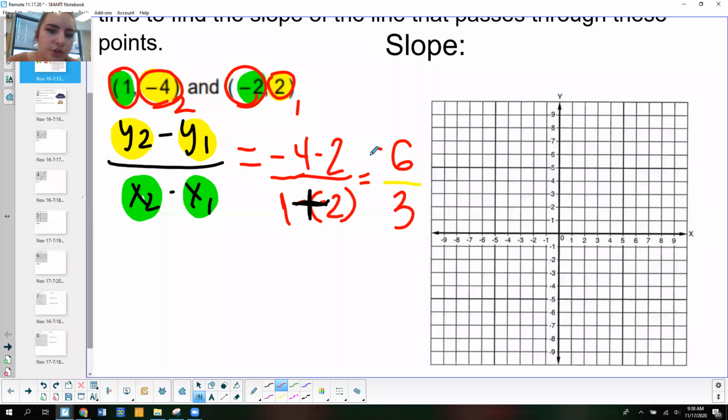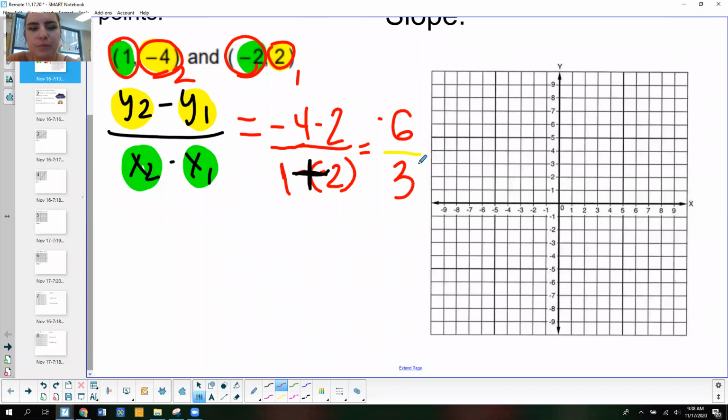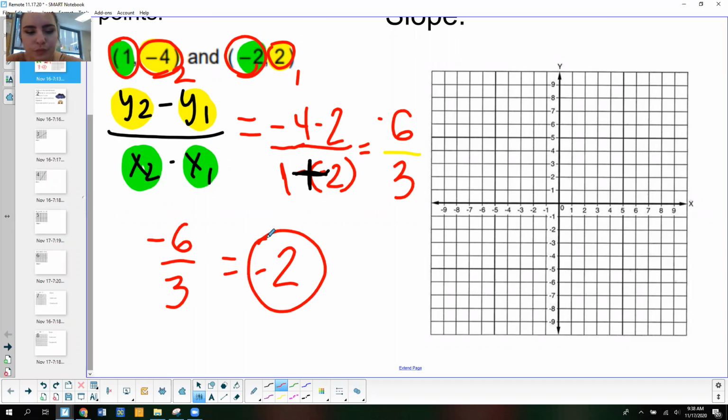Make sure we're paying attention to negative numbers. So -4 minus 2 gives us a -6. So -6 divided by 3 is our rise over our run. We can simplify that, and I noticed that some of you guys did. If we take -6 divided by 3, we're going to get a slope of -2.